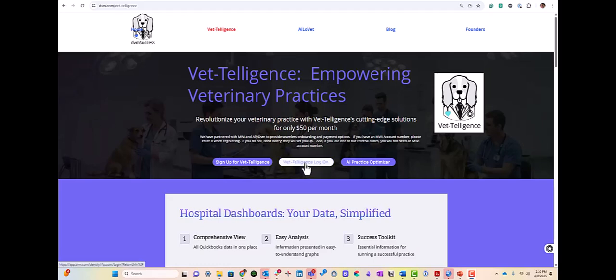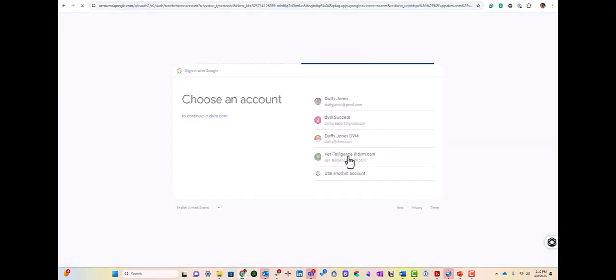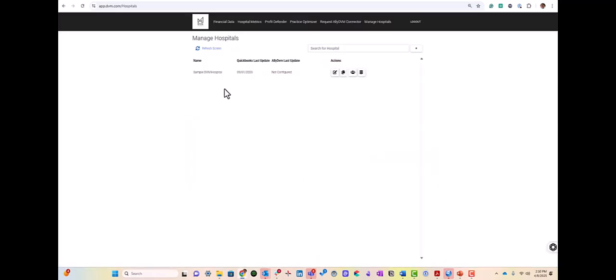So if you want to go to Vettelligence right here, it'll bring you to a logon page. You'll go ahead and log in with your registered email, either your Google or your Microsoft email, and we'll go ahead and log on right now, and it brings you into this Manage Hospital page. We're going to start in the financial data page.